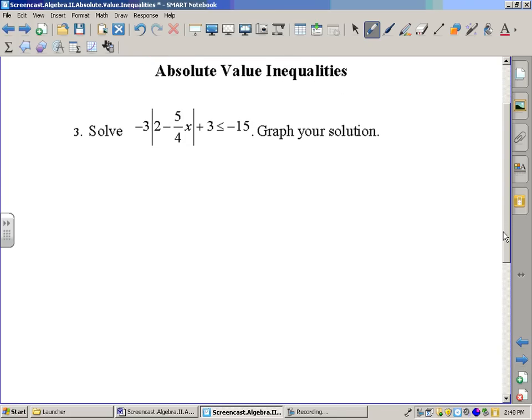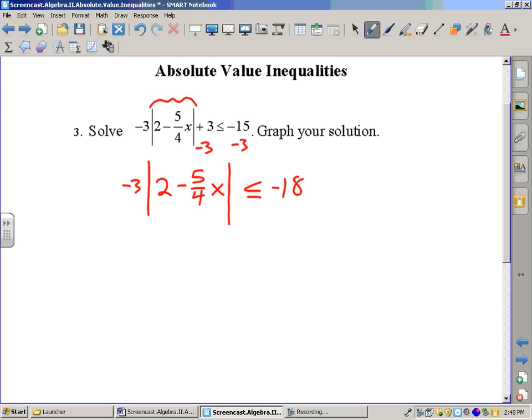I have to isolate the absolute value, which is this thing right here, before I can split it into two solutions. So I need to move this plus 3. The opposite of plus 3 is minus 3. So now I have negative 3 times the absolute value of 2 minus 5/4 x is less than or equal to negative 18.